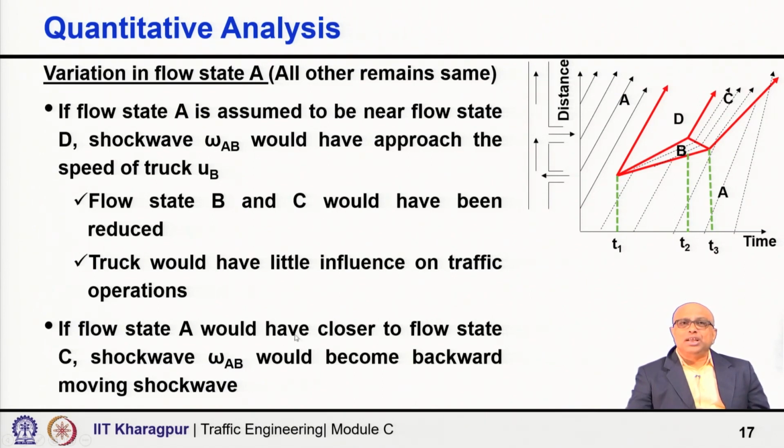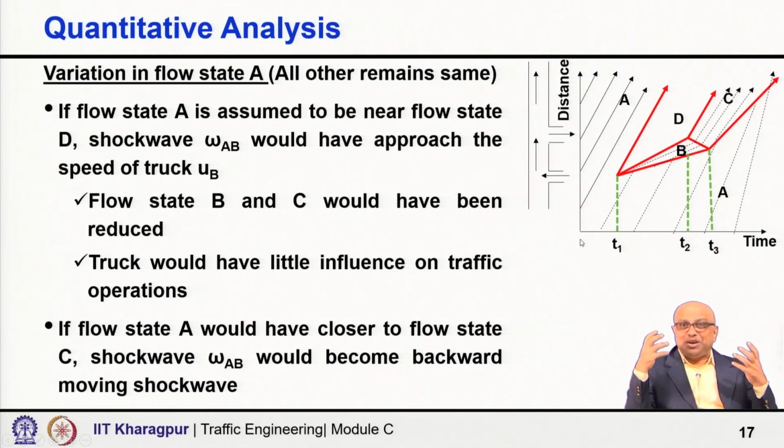Now, if the flow state A would have been closer to traffic state C operating at capacity, and then this truck entered, slow moving trucks, then the shock wave with speed omega AB would become a backward moving shock wave. This line AB would not have been forward moving, it could have been probably like this, depending on, because the impact would be severe.